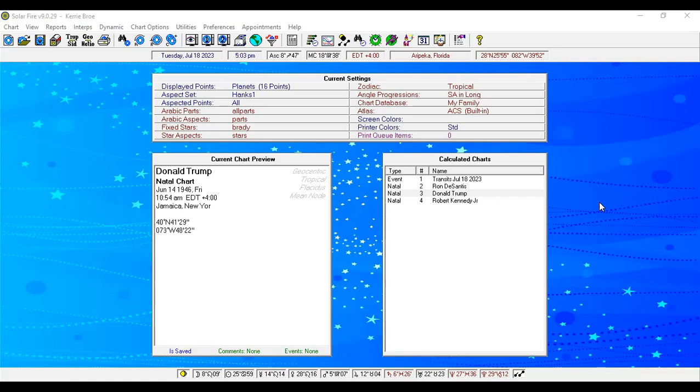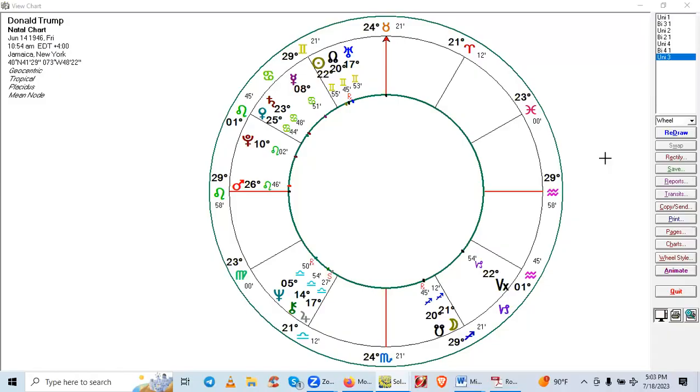So go get the chart, and here I have them already entered in. I'm just going to click on it so you can see the chart of Donald Trump. You'll see that he has a 29-degree Leo rising. You'll see that on the left. Looking up on the left, it says natal chart, June 14th, 1946. He's born on a Friday, 10:54 a.m. in Jamaica, New York. All right.